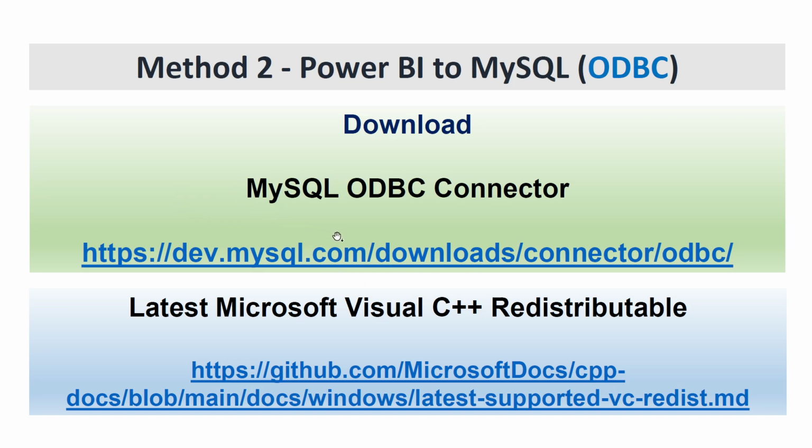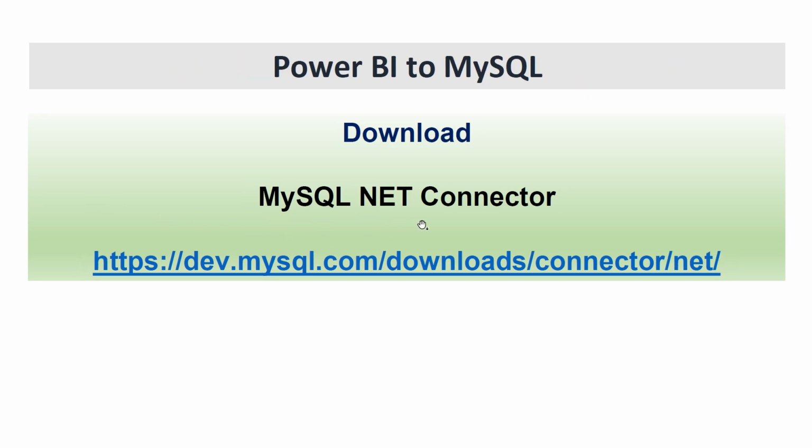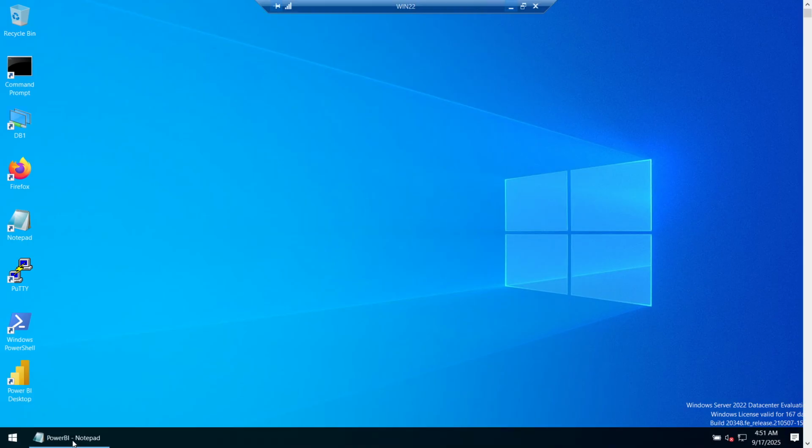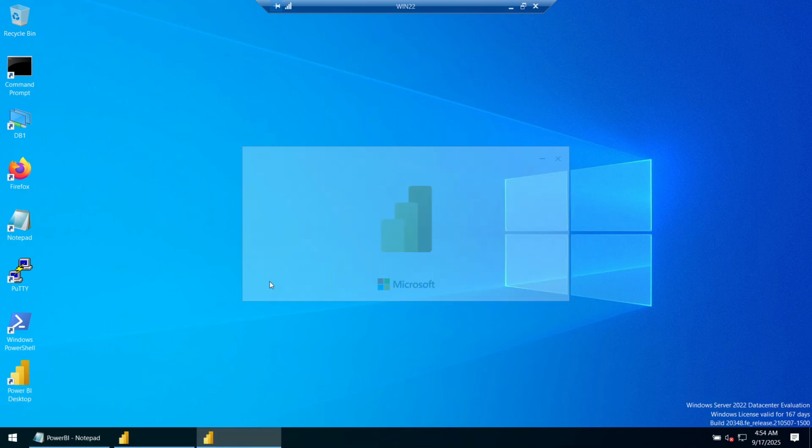In this lab, we are going to see both methods, the .NET Connector method as well as the ODBC method. So let us begin the lab. Let's go to the machine where our Power BI is installed, and let's launch Power BI.